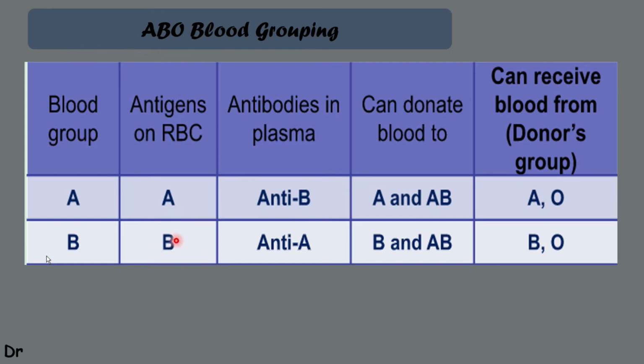So let us check which blood groups have B antibodies. Yes, so A and O blood groups have B antibodies. So B blood group can donate blood to B and AB. In the same way, can receive blood from... again, donor's antigen and recipient antibodies.